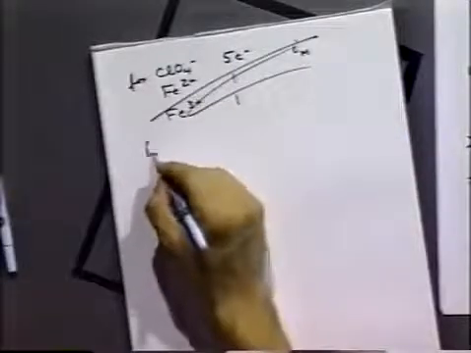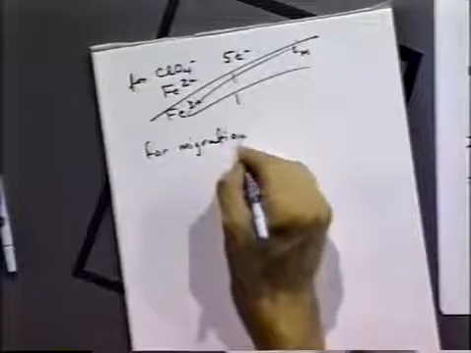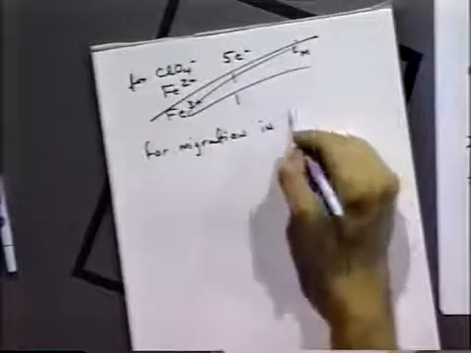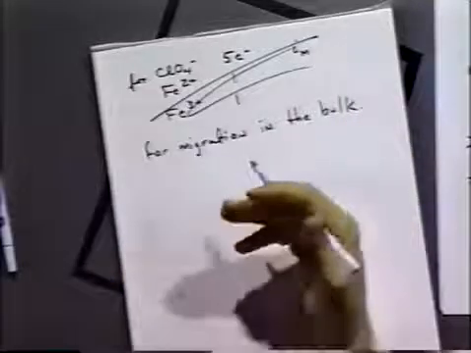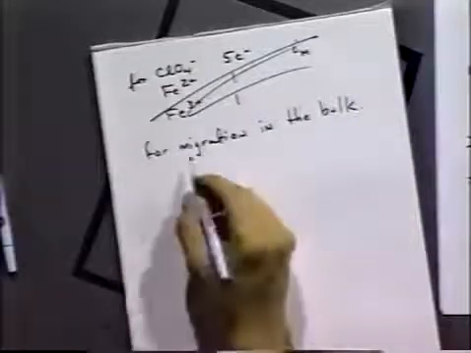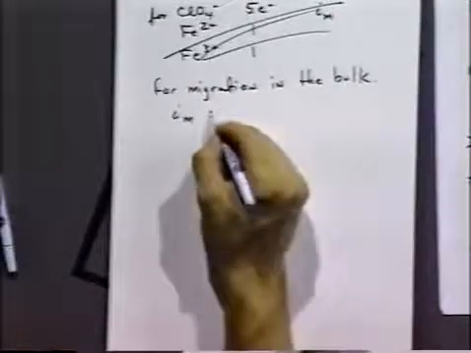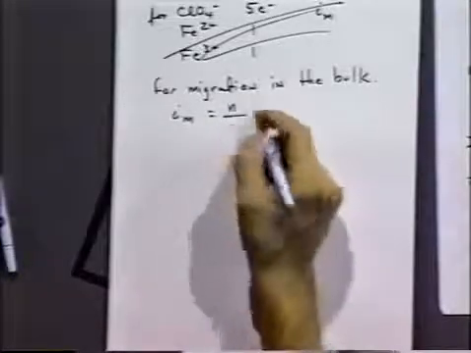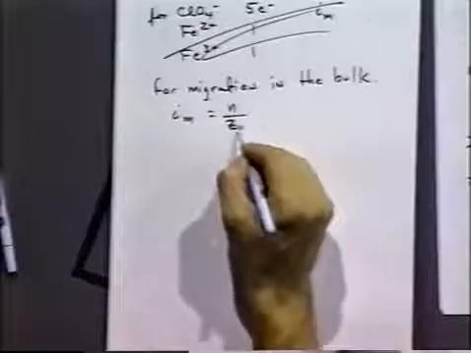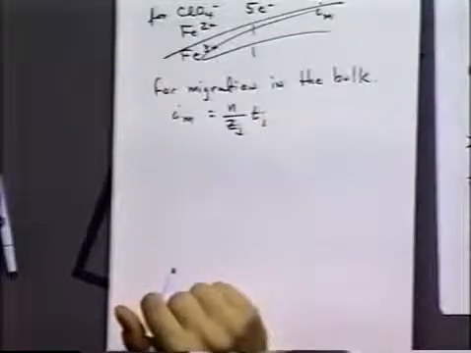For migration in the bulk, the total amount of current carried in the migration process is characterized by I sub m. And that turns out to be equal to n over the charge, z sub j, times the transference numbers of the species.